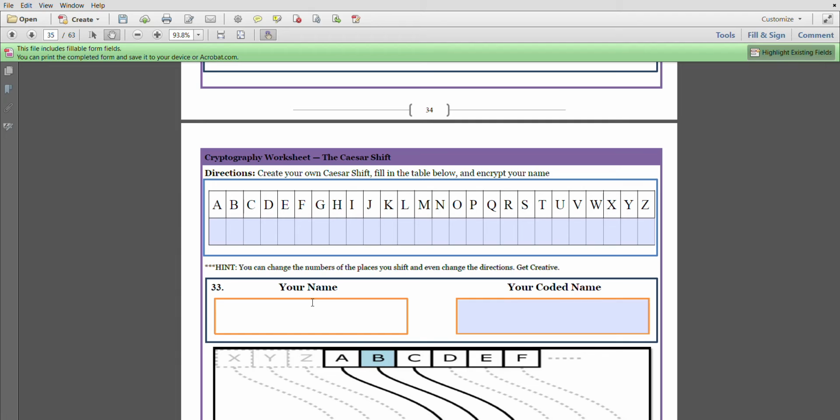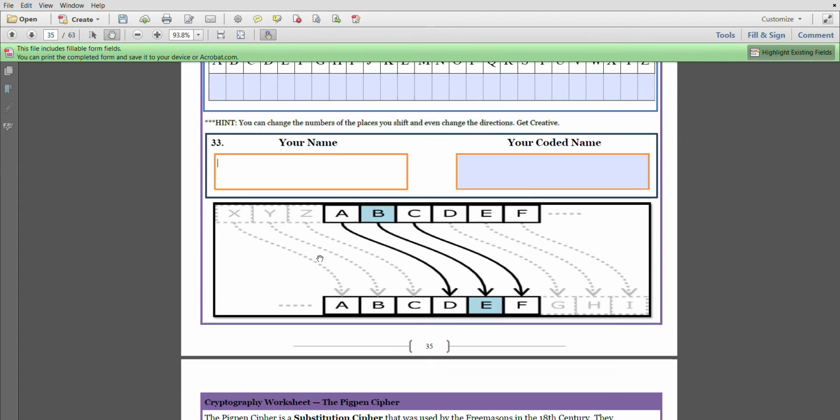So mine, Kearns. And then my encoded name might look something like this based on my own Caesar shift cipher. Okay? That's number 33. This is just an example of what it might look like. Another way to visualize how the shift works. A goes to D because it's 3 ahead. B goes to E because it's 3 ahead. C goes to F because it's 3 ahead, and so on and so forth.